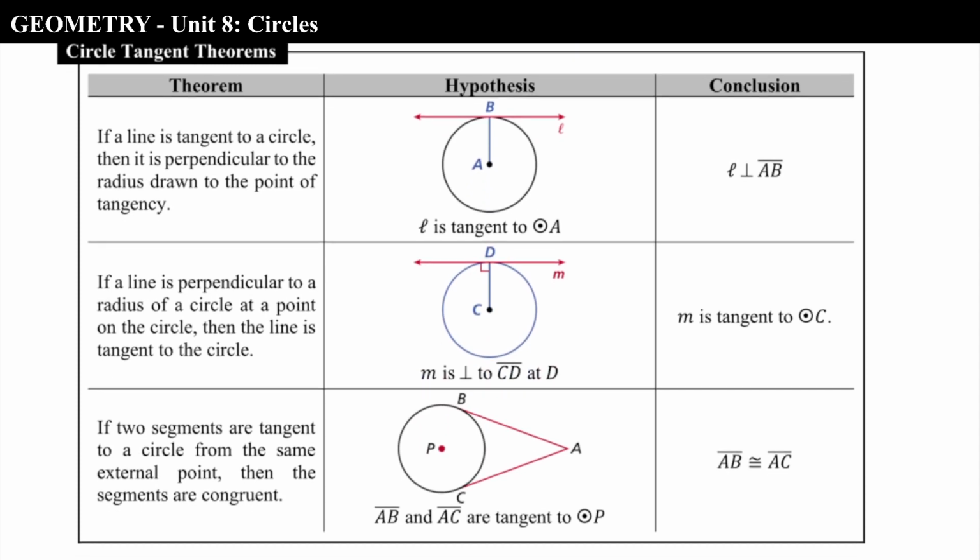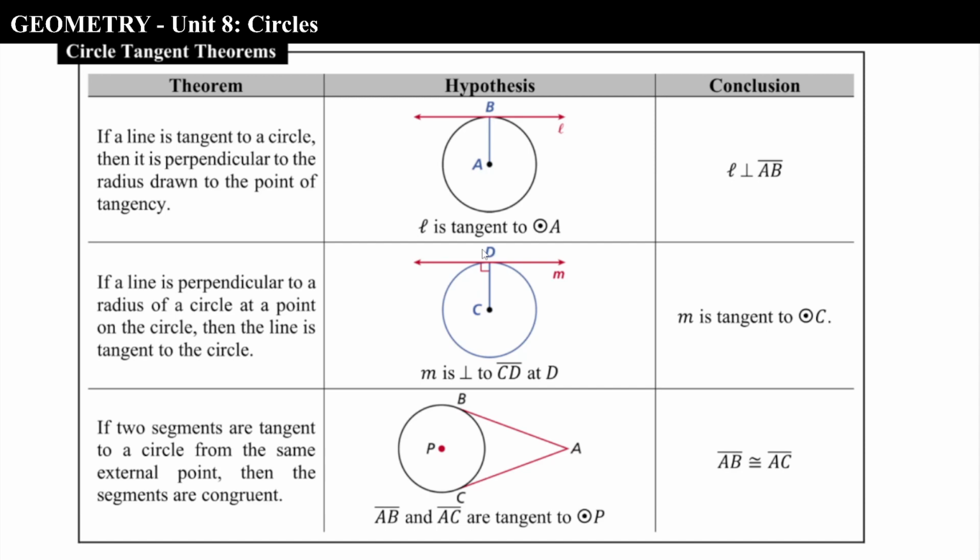So if a line is tangent to a circle, then it is perpendicular to the radius drawn to the point of tangency. So if I have a tangent line L and I draw a radius from the center of the circle to that tangent line, then the radius and the tangent line are going to be perpendicular. If a line is perpendicular to a radius of a circle at a point on the circle, then the line is tangent to the circle. So here, because we have CD perpendicular to the line M, M is tangent to circle C because we have formed a perpendicular relationship. So these two are sort of opposites from one another.